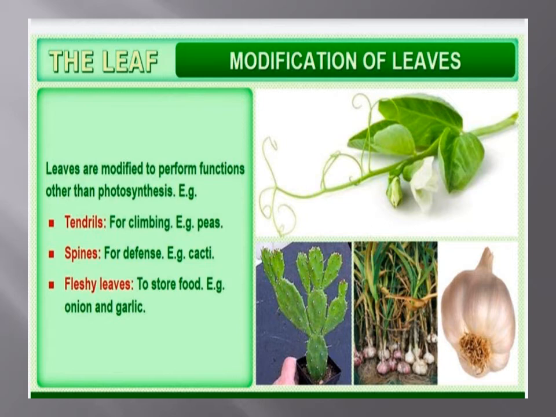Climbing. In peas, the leaves are modified into tendrils to help in climbing. Defense. Leaves of cacti and opuntia are modified into spines for defense and to cut down transpiration. Storage of food. Fleshy leaves of onion and garlic store food.